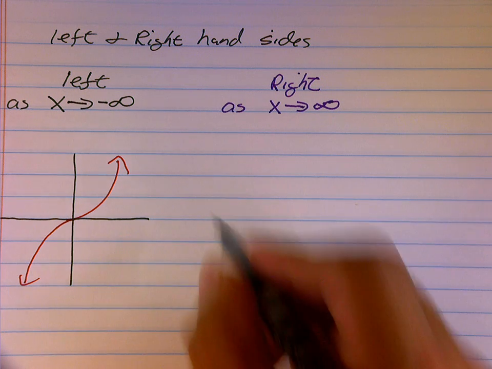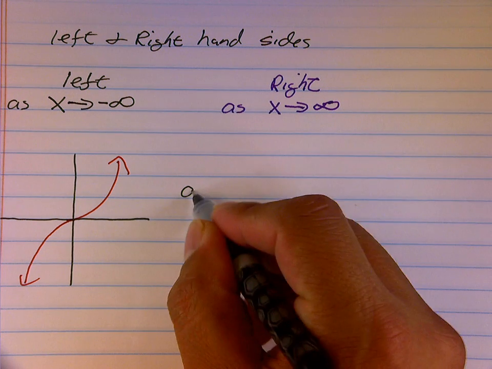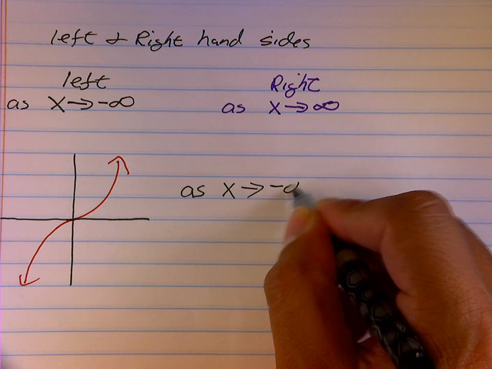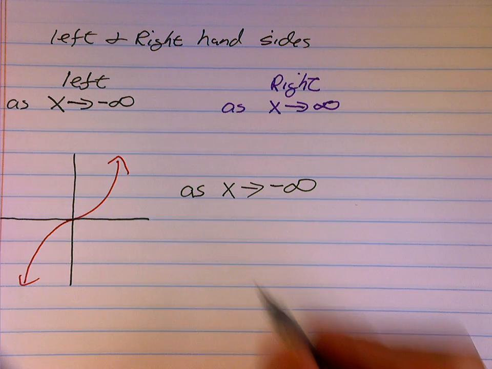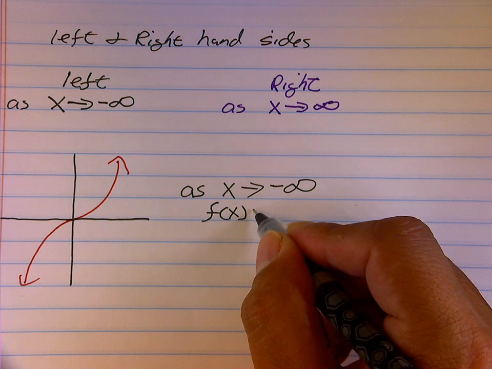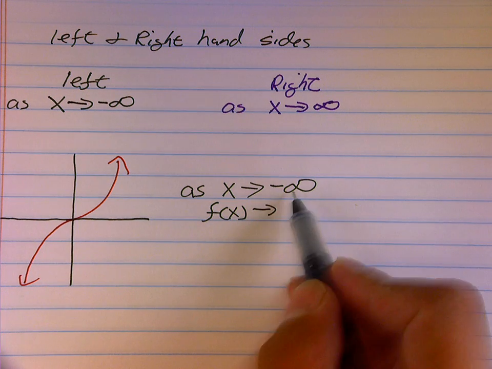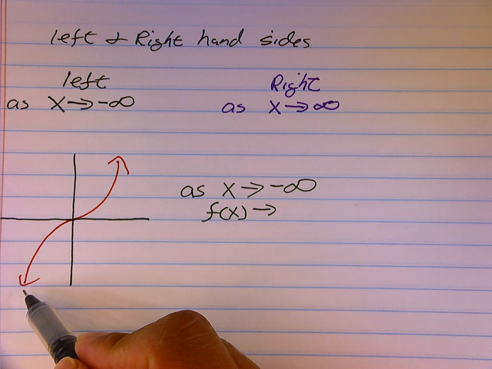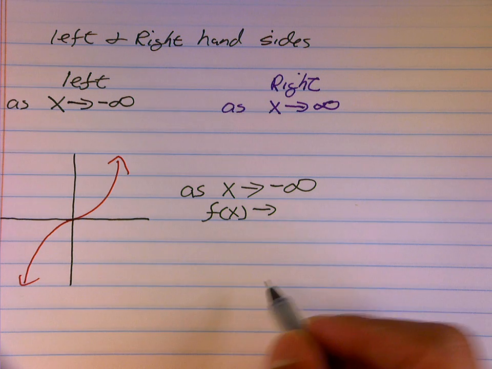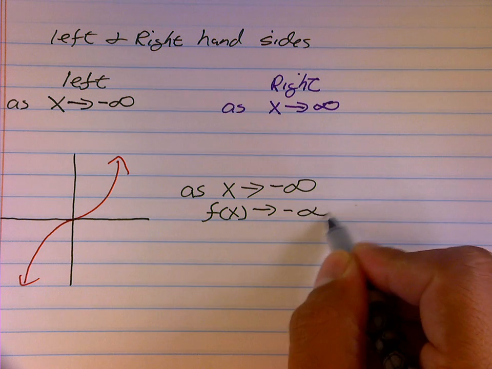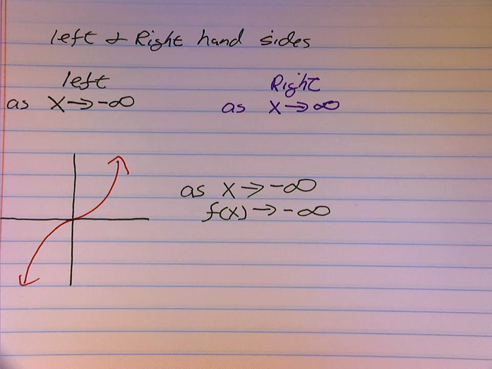So, as x goes to the left, I would answer this by saying f of x, or y, is going, well, let's take a look. As I'm going to the left, y is going down. I would answer the direction down for y as negative infinity.